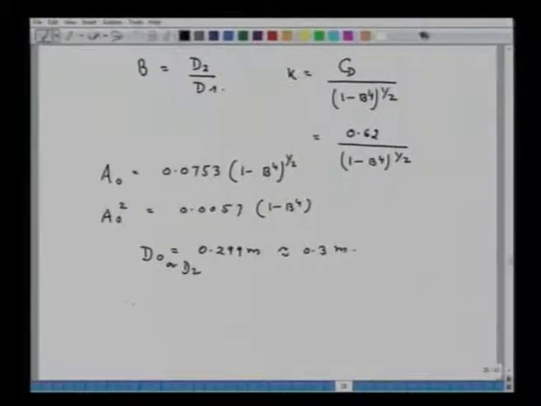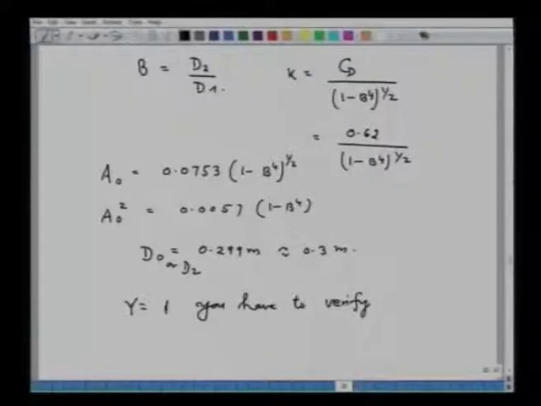Now, here we have assumed y is equal to 1. So you have to verify. Please use the appropriate expression for y for an orifice and verify whether you get y equal to 1 or not.